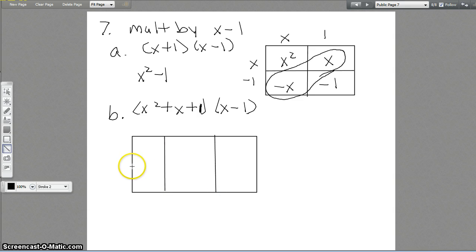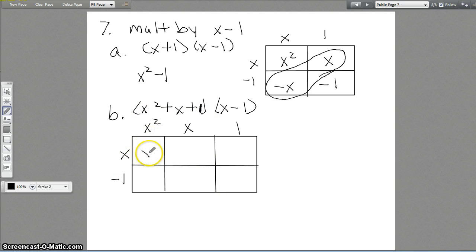Not very evenly spaced, but we can deal with that. So I have x minus 1, and then I have x squared, x, and 1. That's from my first parentheses. So now I'm going to multiply this out.